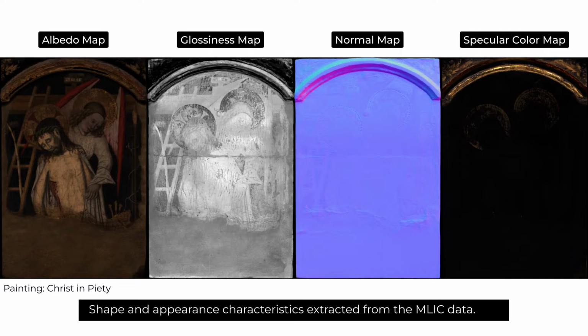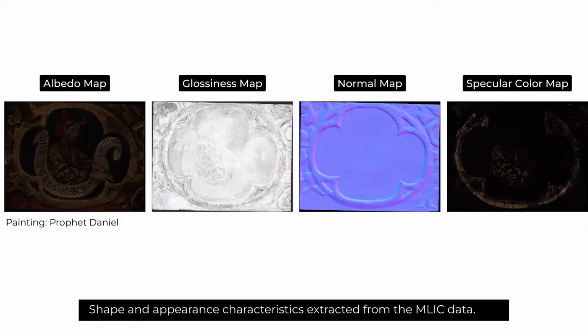These are the per pixel normal and Ward BRDF component maps extracted from the RTI data for the painting Christ in Piety. Here are the same maps extracted from the RTI data for the painting of Prophet Daniel.